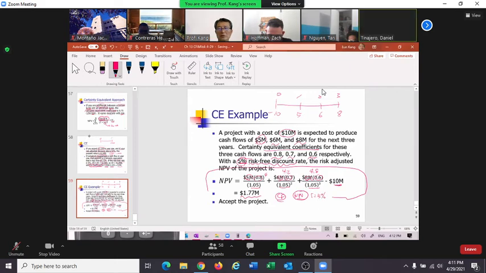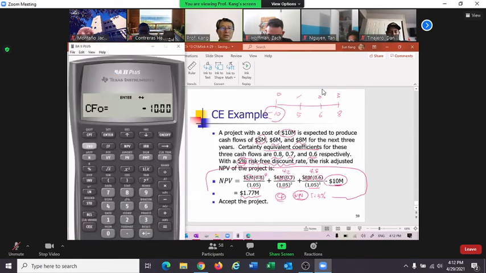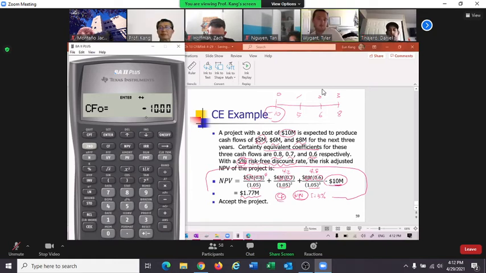Professor, what did you put for CF0? CF0 is this one, negative 10 million. Don't forget CF0 is the investment, so minus 10. Any questions?